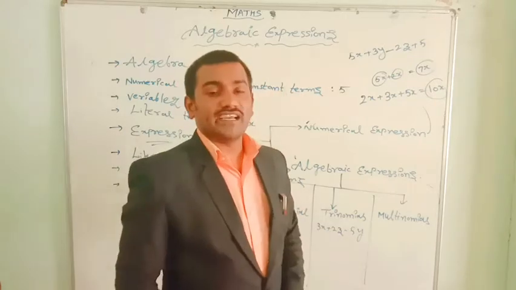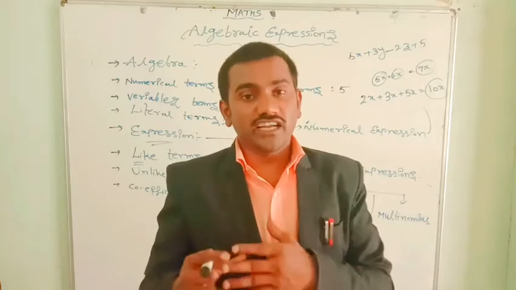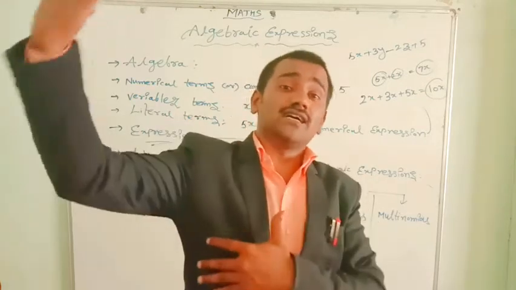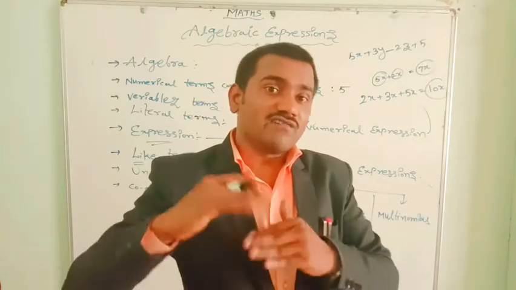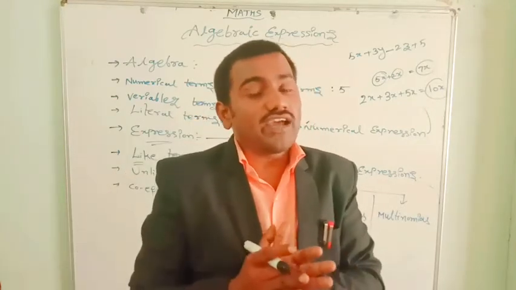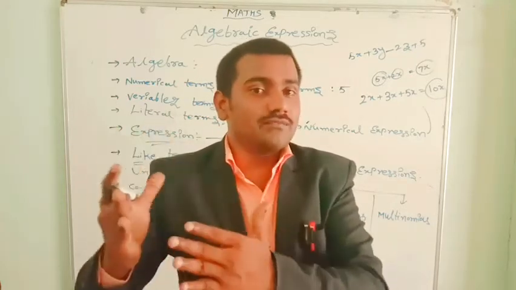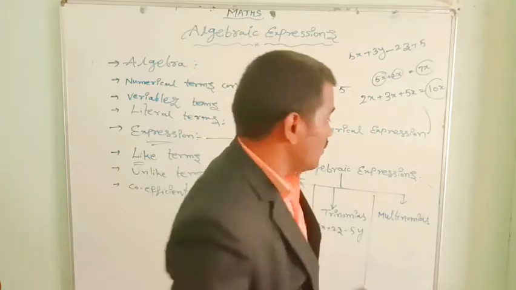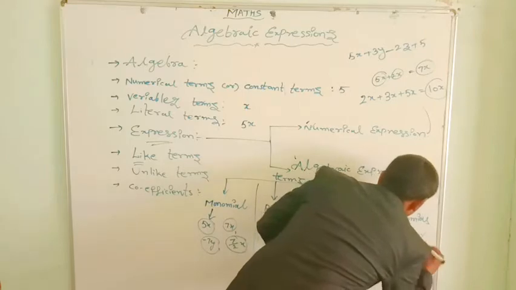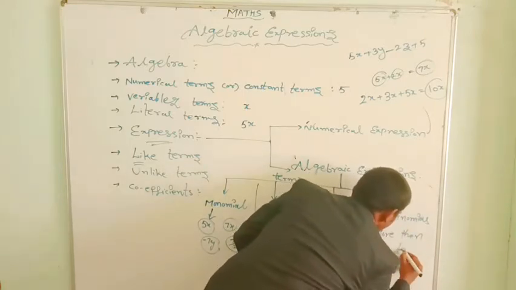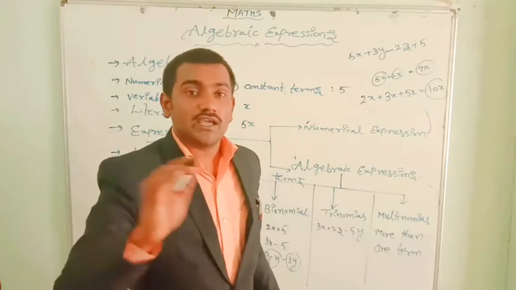What is the meaning of multinomial? If an algebraic expression contains more than one term, it is known as a multinomial. Do not be confused here. More than one term, all terms, complete. If an algebraic expression contains more than one term, it is known as a multinomial.